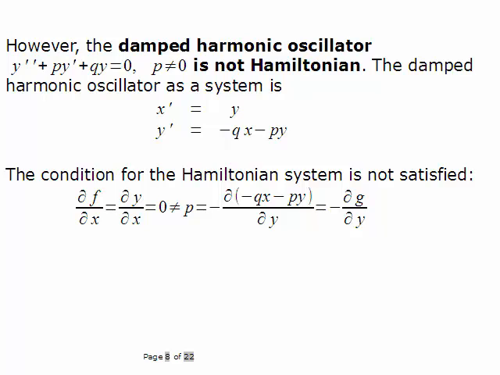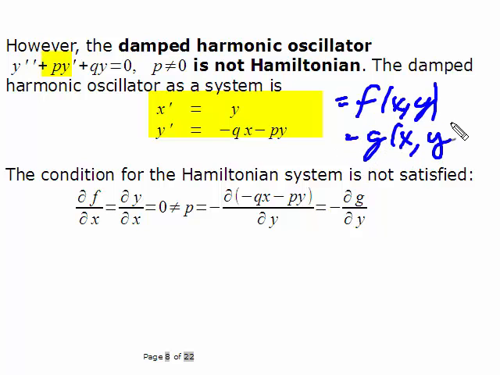Let's look at the damped harmonic oscillator. The damped harmonic oscillator has this extra term in it that we didn't have before. Here it is as a system. Again, this is f, this is g, and we take the partial of each one. We take the partial of f with respect to x, and we get 0. Okay, we take the negative of the partial of g with respect to y, and we get p. They're not equal, unless p is 0, in which case you have a non-damped harmonic oscillator. So this is not Hamiltonian.